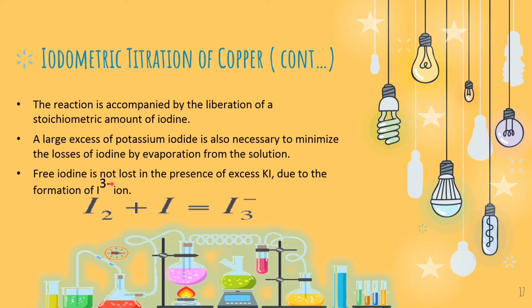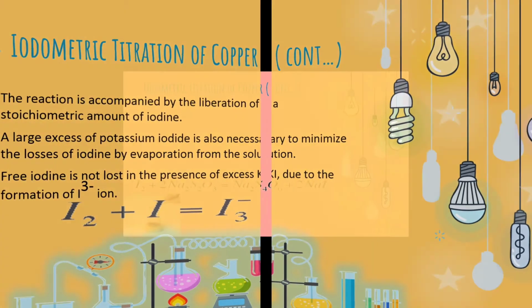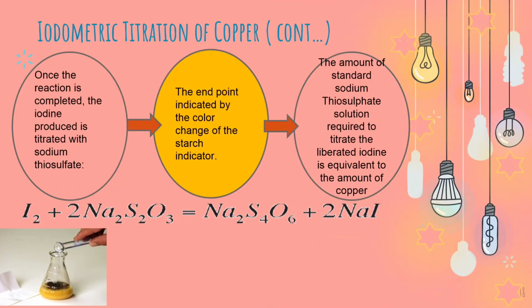The large excess of potassium iodide is also necessary to minimize the loss of iodine by evaporation from the solution. For that process, we are going to react it with the iodine, and free iodine is actually not lost in the presence of it. So we have to convert it into ions, and that ion is transformed here by reacting with another iodide. The same reaction is continued here as well.